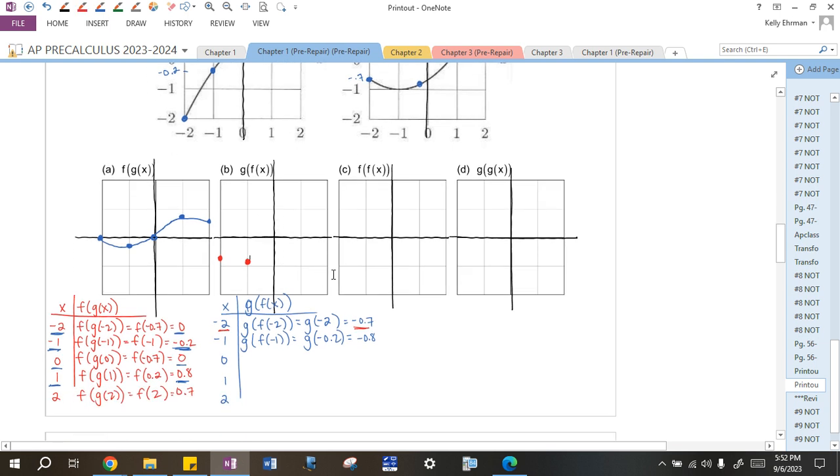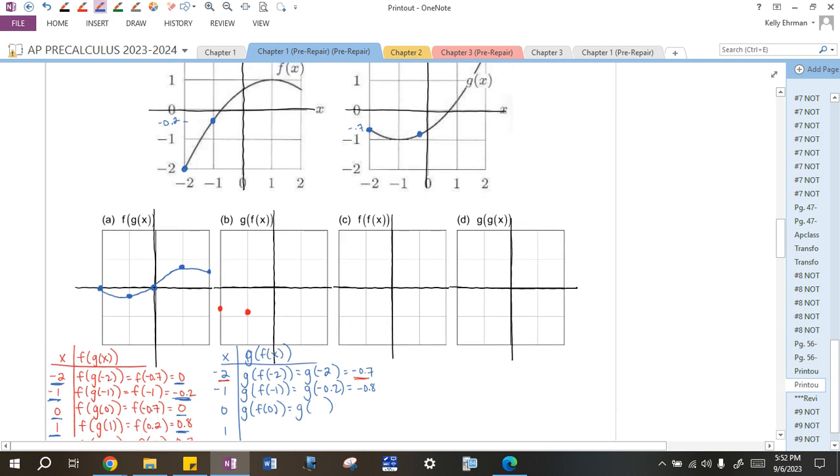Okay, and then 0, g of f of 0. What is f of 0? f of 0 is, let's call that 0.7. g of 0.7 is just about 0. So we can plot a point at 0, 0.